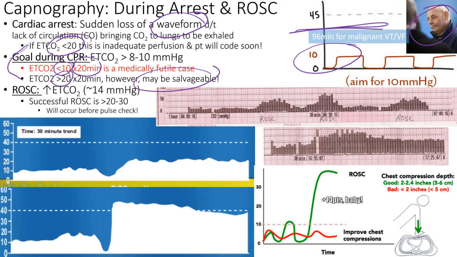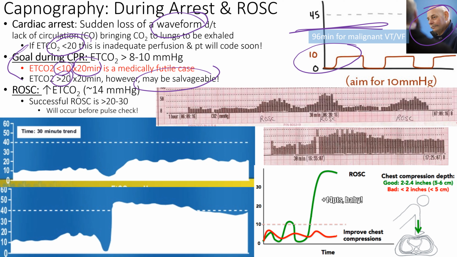And then there are also things we can do if we're at a center that does ECMO. You can put them on VV ECMO, and now you can circulate their blood while their heart goes into VTAC. So I'll take over right now, let's just circulate your blood out here. So there are all kinds of things we can do with someone who has an end-tidal greater than 20 for more than 20 minutes. If it's less than 10, it's not salvageable.